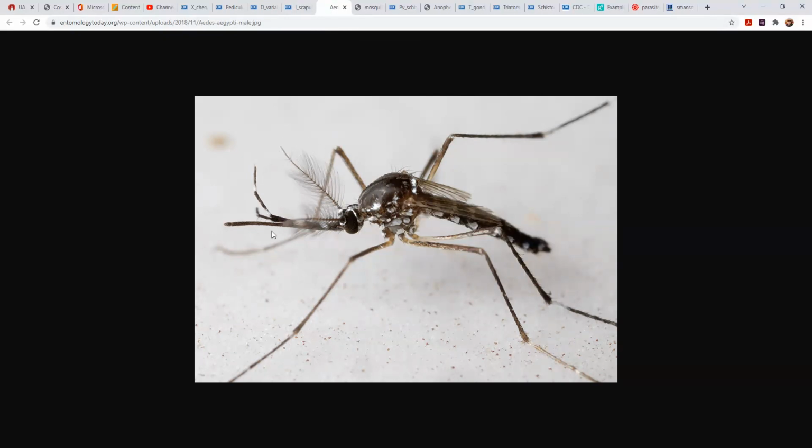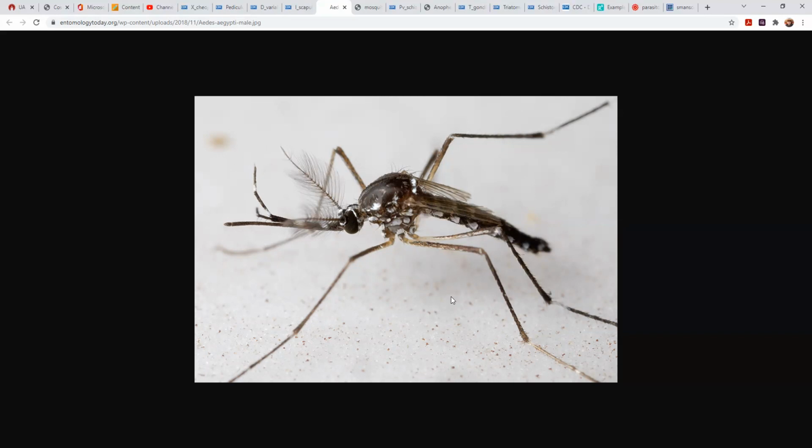So you see the antenna here. Notice how bushy the antenna are, okay. Very wispy, very bushy. So this would be the male. The male is also going to have a skinnier abdomen. Okay, so you notice his abdomen is very skinny. So the male is going to have a very skinny abdomen.